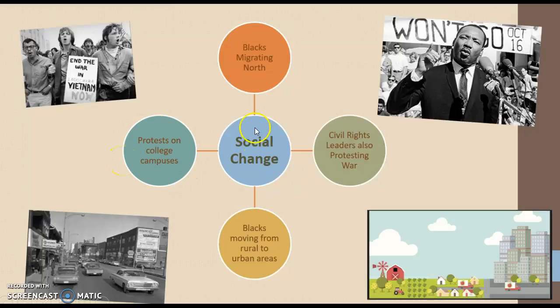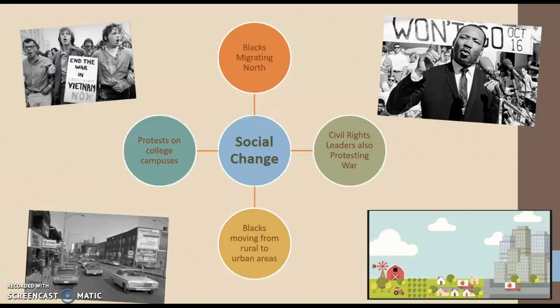At the same time, we have all these other social changes going on in the United States. We still have civil rights being worked on, but at the same time now, our civil rights leaders begin to also protest the war. Martin Luther King leads a very big group who is anti-war. And a lot of changes are happening in our country because things in the South are changing as a result of the civil rights legislation that is passed.